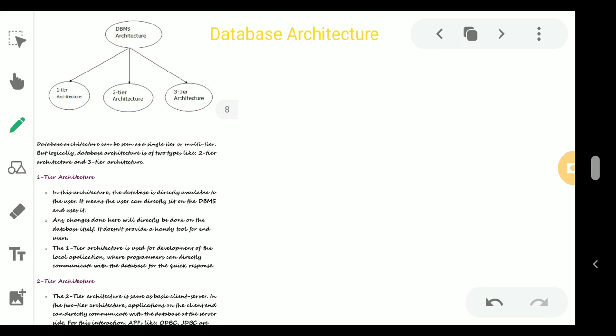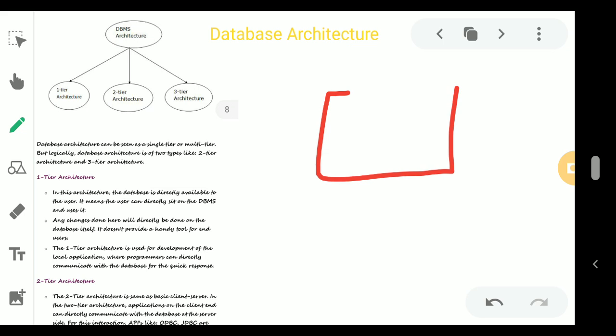So let's first talk about the tier 1 or first tier architecture. In this architecture, the database is directly available to the user. It means that there is one central database that is directly accessible by a single user. The user can directly sit on the DBMS and doesn't need a request. That is unlike a client server system.